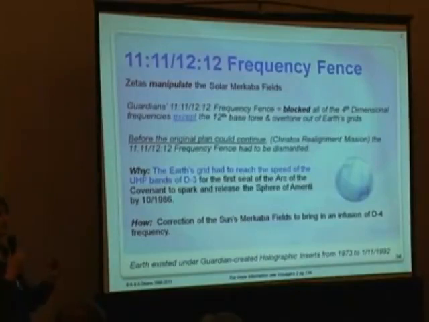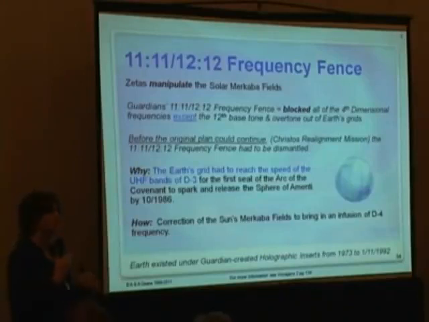Yeah, so it's basically the same as the Apin systems. Holographic inserts can be used for good or not good. It just depends on the intention of the person creating them. Yes?